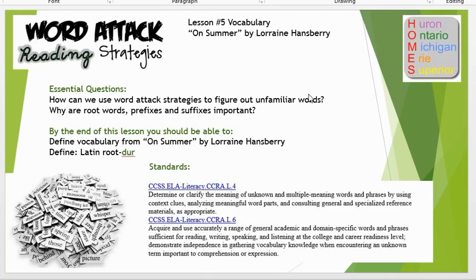By the end of this lesson, you should be able to define 6 vocabulary words from your text on summer and define the Latin root word dur. Let's take a look.